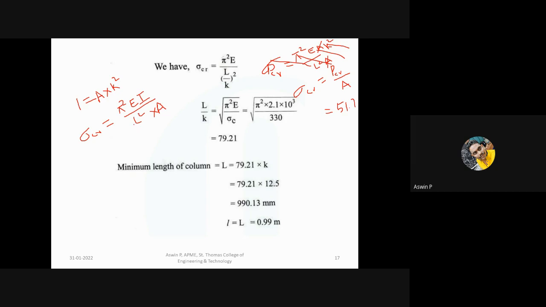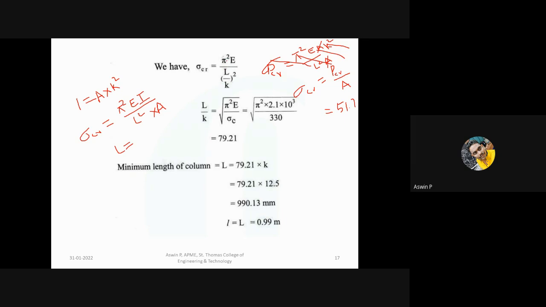Here, L is the unknown. L is the minimum value required. So sigma CR is found out as 51.7. E is given as 2.1 into 10 raised to 5. I is found out as 85859 point something, and area as 549.5. After solving this one, you will get L. Can anyone answer me? What is the value of L?